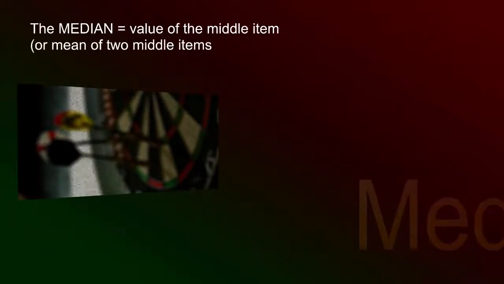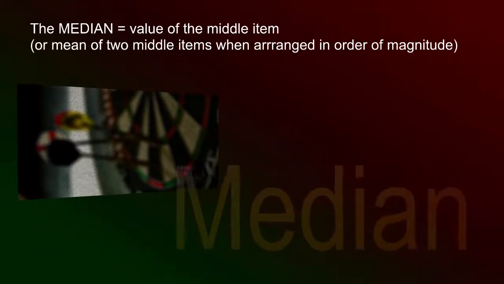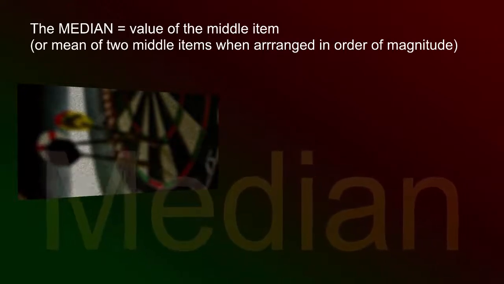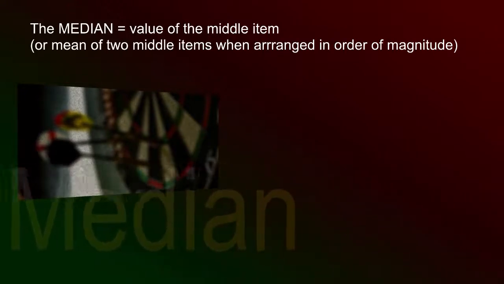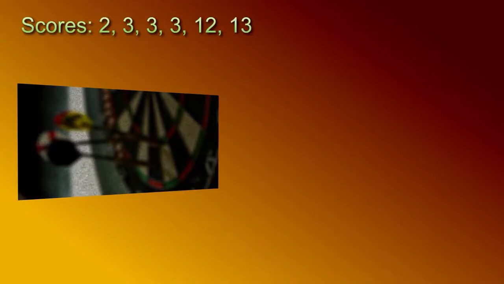If we want the median score, we write the scores down in ascending order and then look for the middle value. Now there's a slight problem here that we have an even number of observations, so we take the 2 middle values and work out the mean average of those 2. So for my not very good dart playing, our scores were 2, 3, 3, 3, 12, 13.